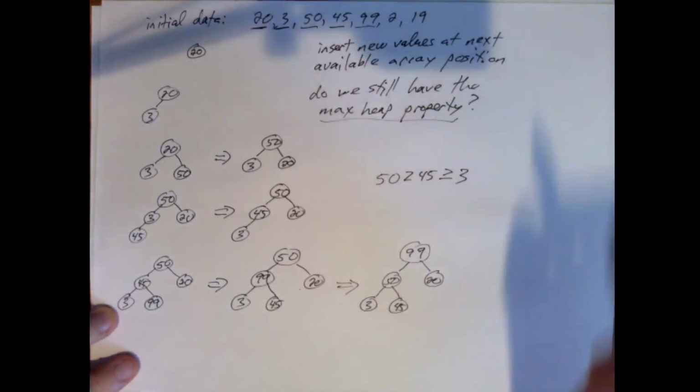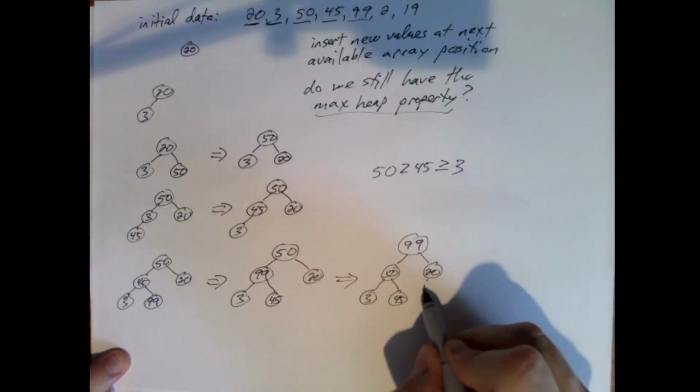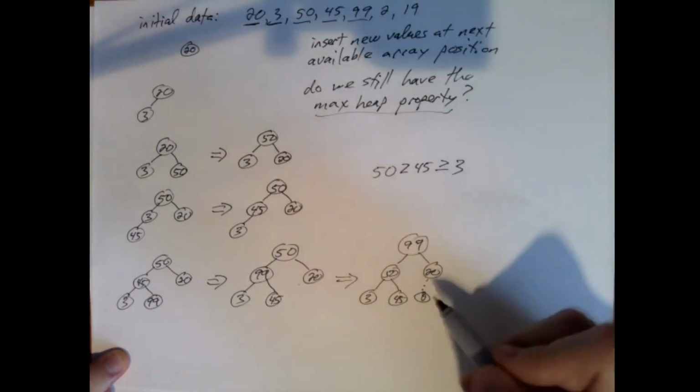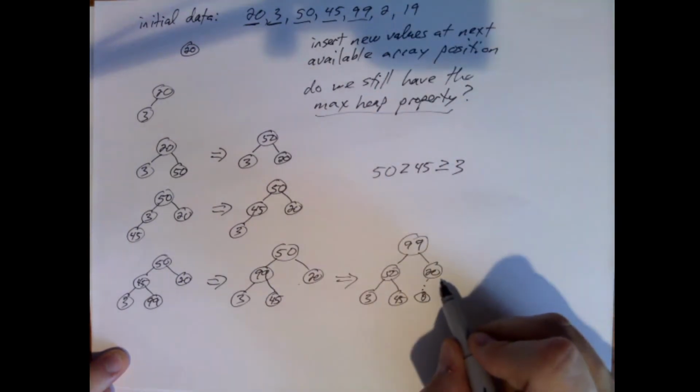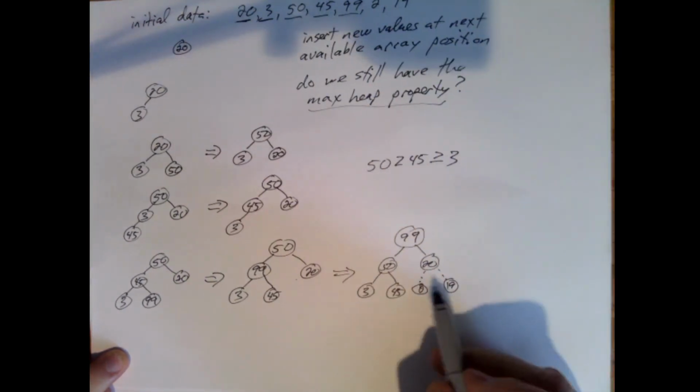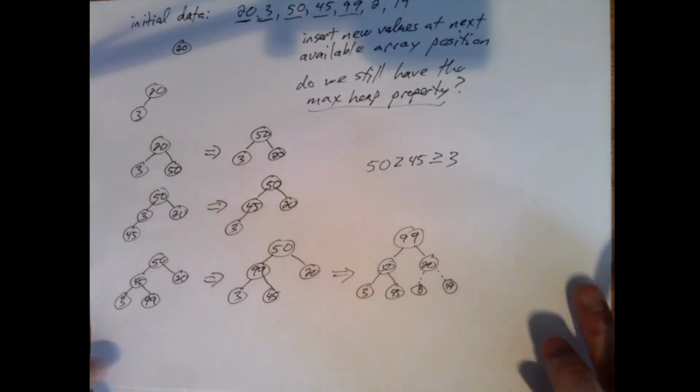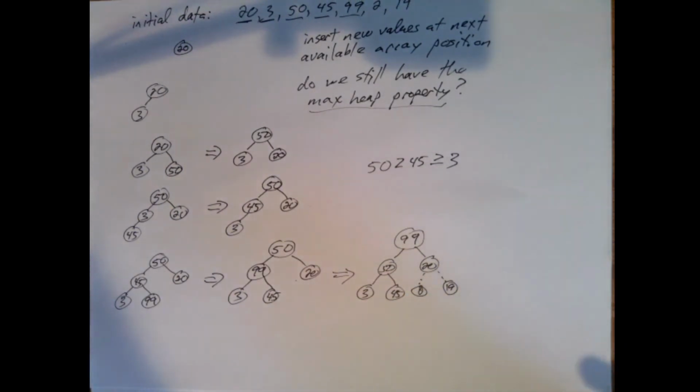Okay? And so we could continue this. We had 2 more values. The 2 would go right here. It would actually stay where it's at because that's fine. Then the 19 would go here. It's in the right position. So we would be done with this tree right here.